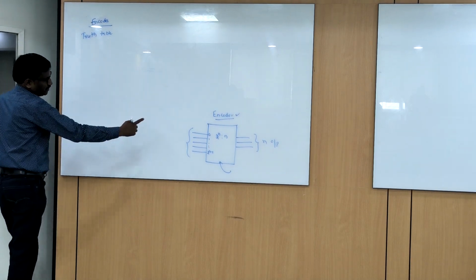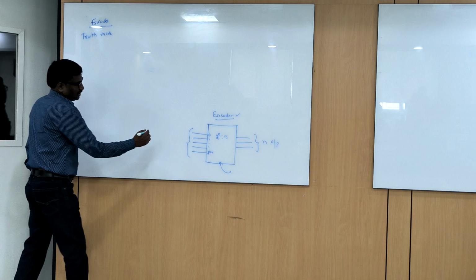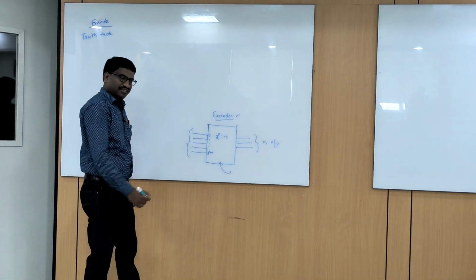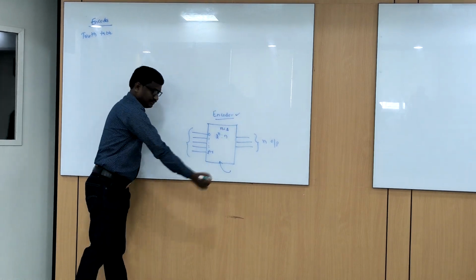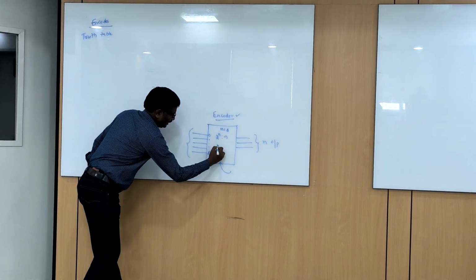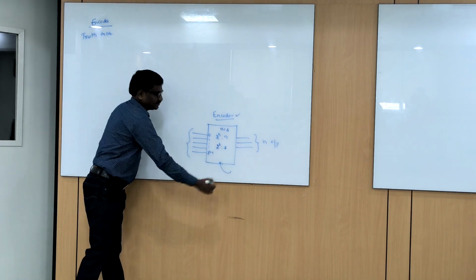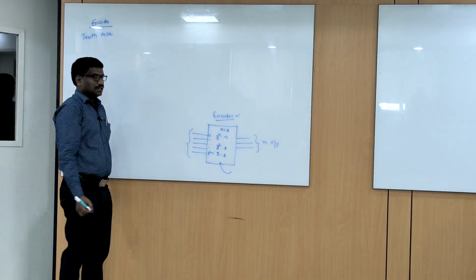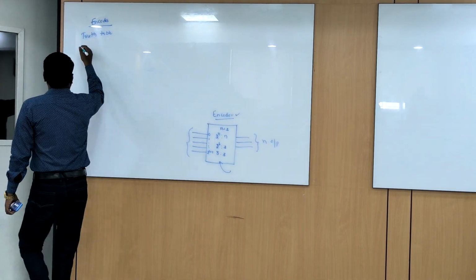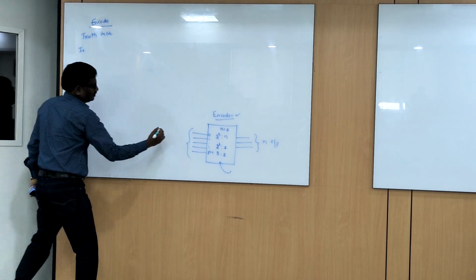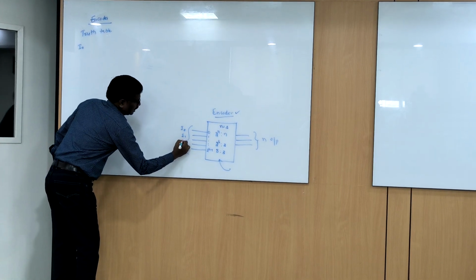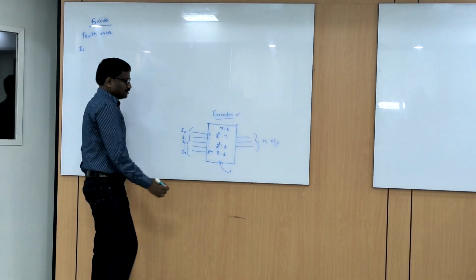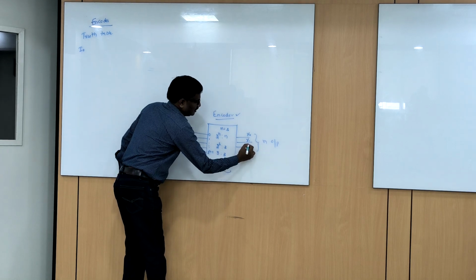If you want, you can take with enable, no issue. How many inputs? 2 power n inputs. Let's say, as an example, if I take n is equal to 3, what will it become? 2 power 3 is to 3. So 8 to 3 line encoder. 8 inputs I0, I1, I2, up to I7. I am getting outputs Y0, Y1, Y2.